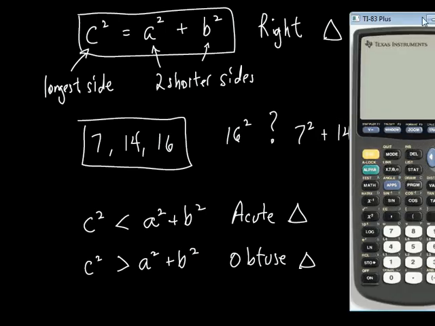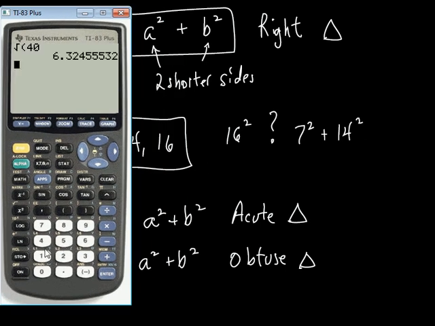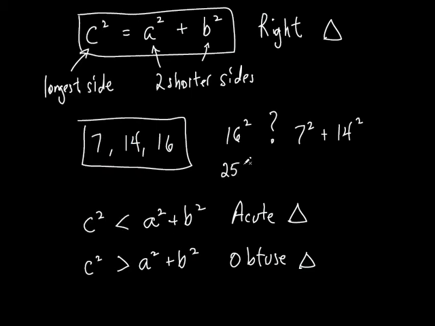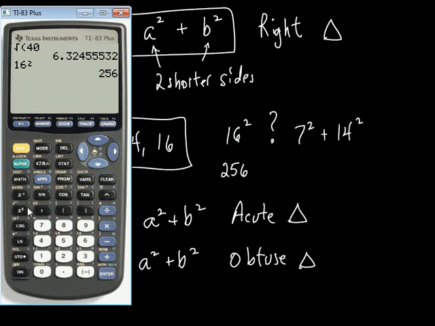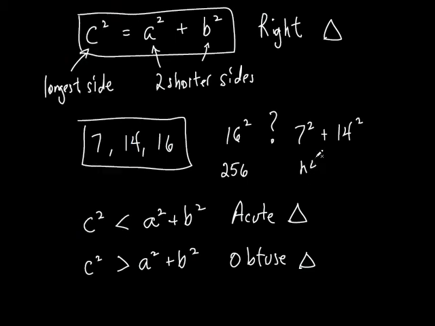It's 215. Okay, let's just show it on a calculator. 16 squared is 256. You have to make sure you compare them in this order. Then I take 7 squared, which is 49, plus 14 squared, and that equals 245. What's compared 256 to 245? It's greater. So if c squared, the longest side squared, is greater than the two shorter sides squared and added up, then what kind of triangle is this? This is obtuse.